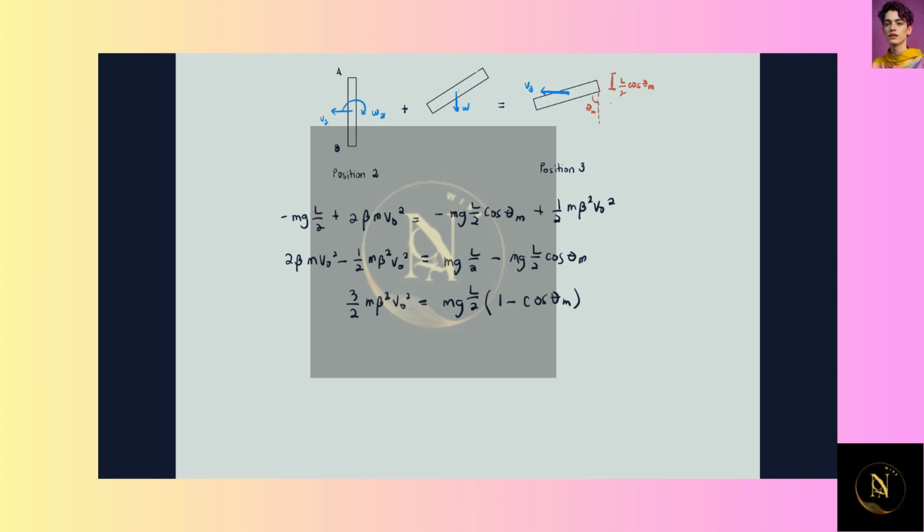So beta squared V0 squared equals mgL times 1 minus cosine theta m over 2 times 2m over 3. So beta V0 is equal to the square root of gL times 1 minus cosine theta m all over 3.